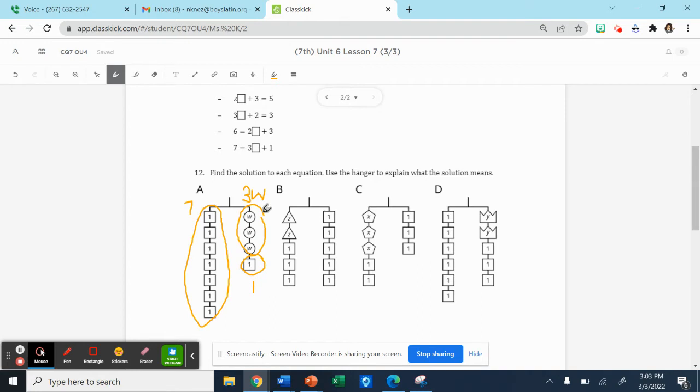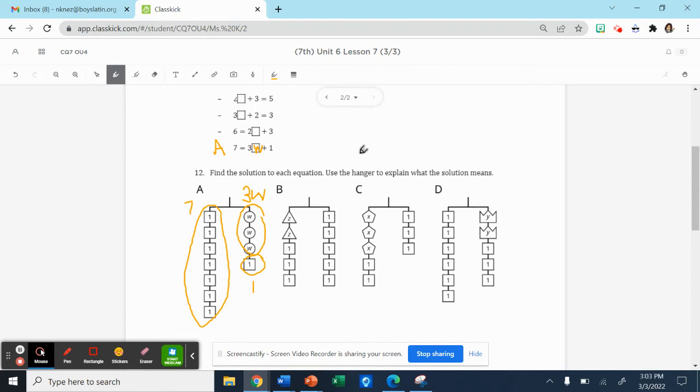I can see that this diagram very clearly matches the final equation, because in the final equation, I have 7 on one side of the equal sign, and on the other side of the equal sign, I'm adding 3 groups of some unknown, 3 times W, plus 1. Now, that means that I can say 3 times W plus 1 is equal to 7.